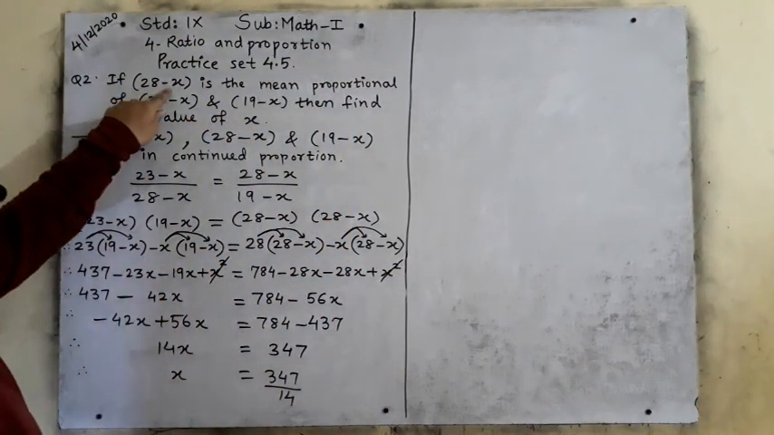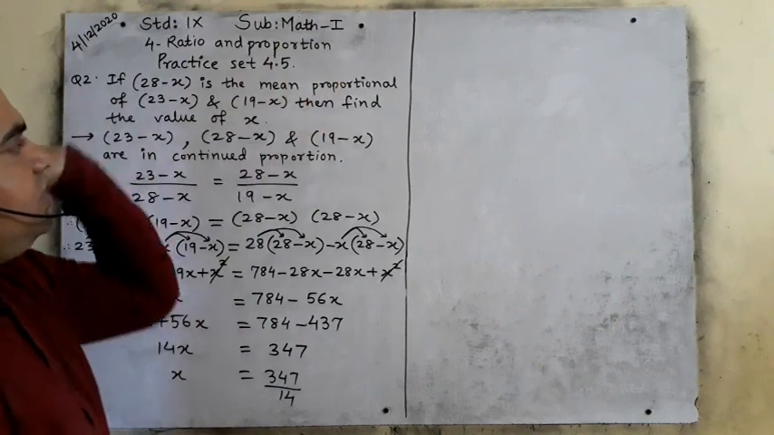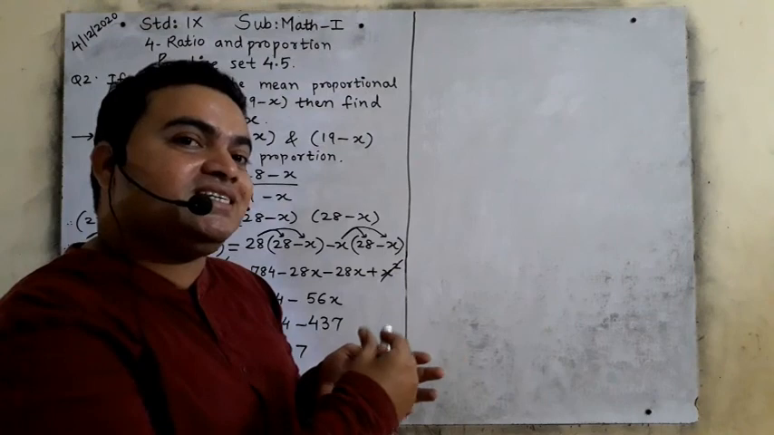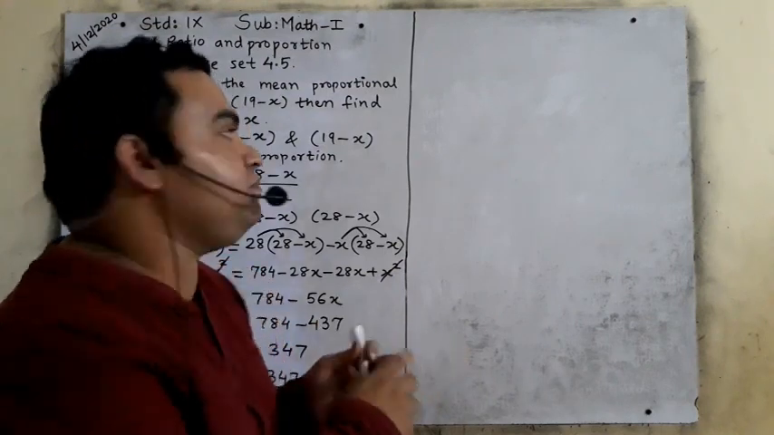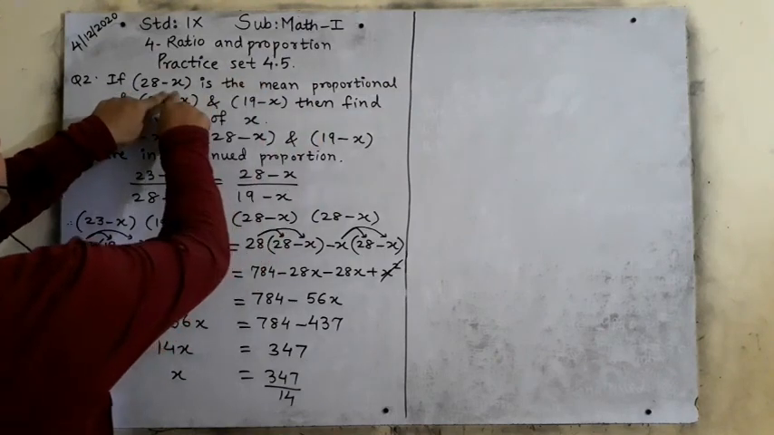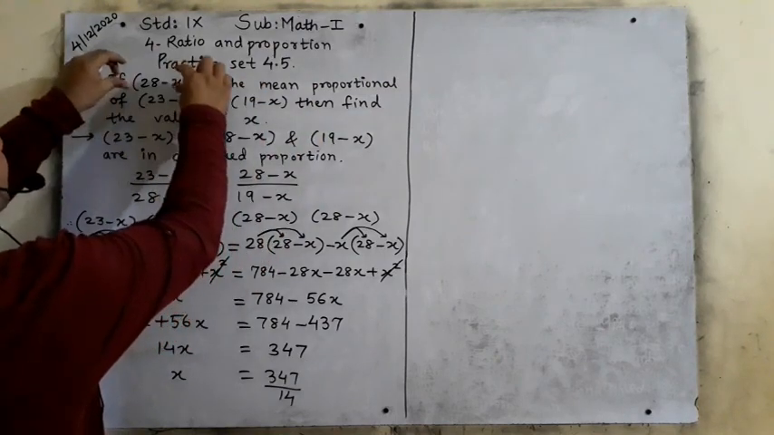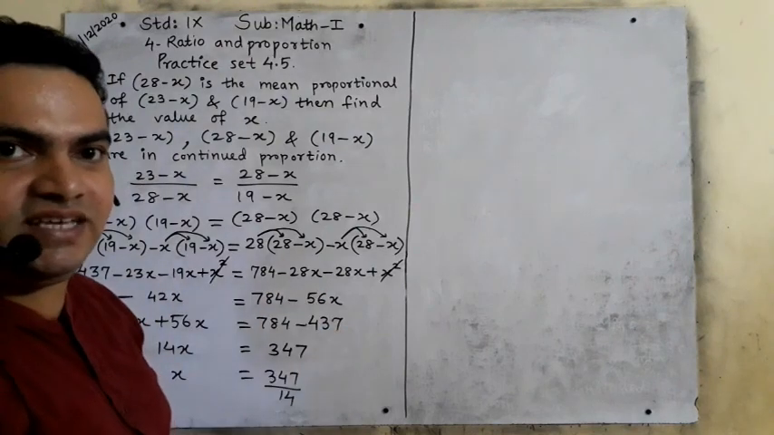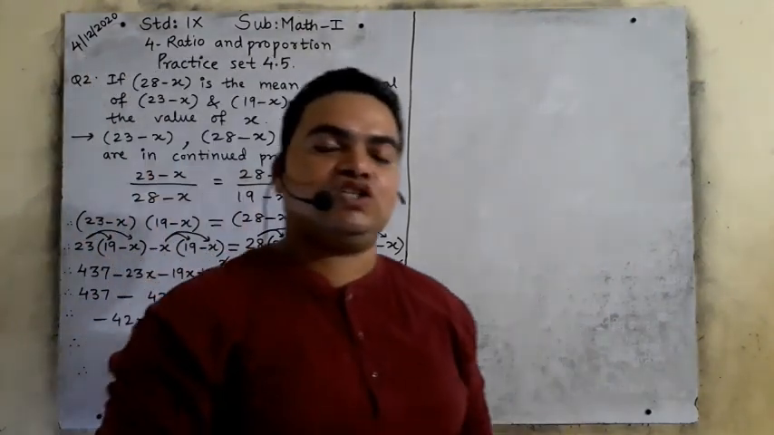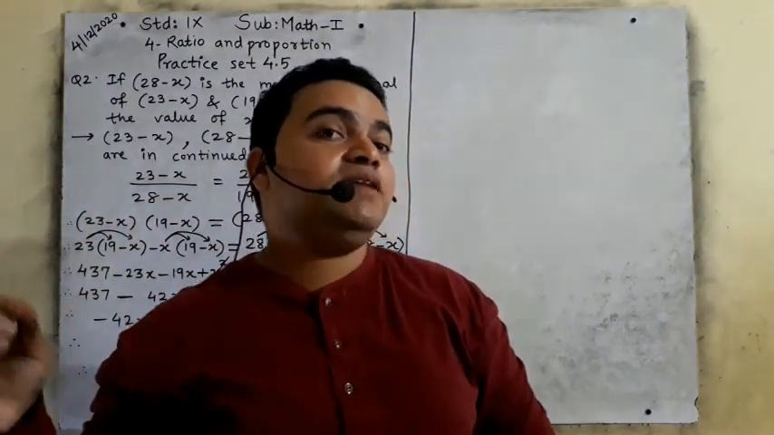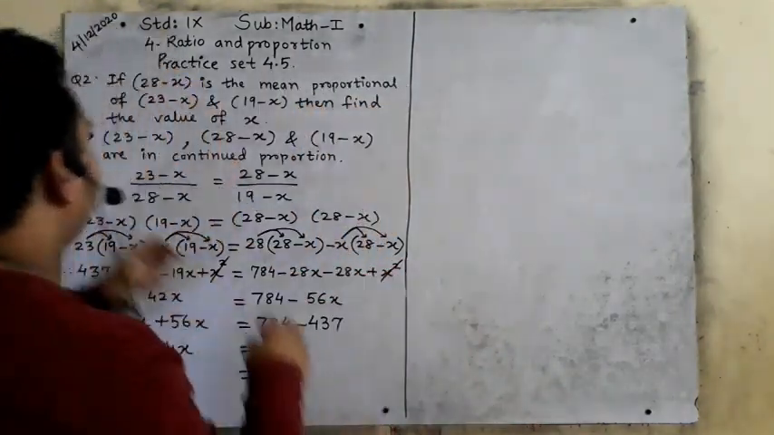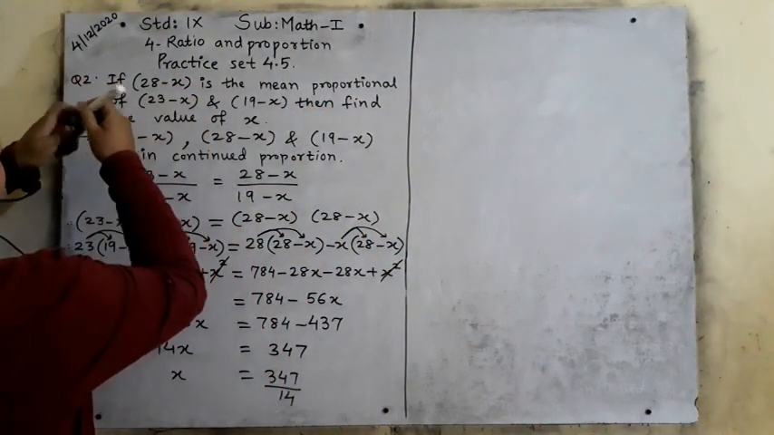If 28 minus x is the mean proportional, understand this, mean proportional, it means it is in continued proportion, and mean proportional means B. So 28 minus x is the value of B. Is it clear? Because it is the mean proportional. As I have explained in the introduction, B is the mean proportional between A and C. Okay, so here 28 minus x is the mean proportional.